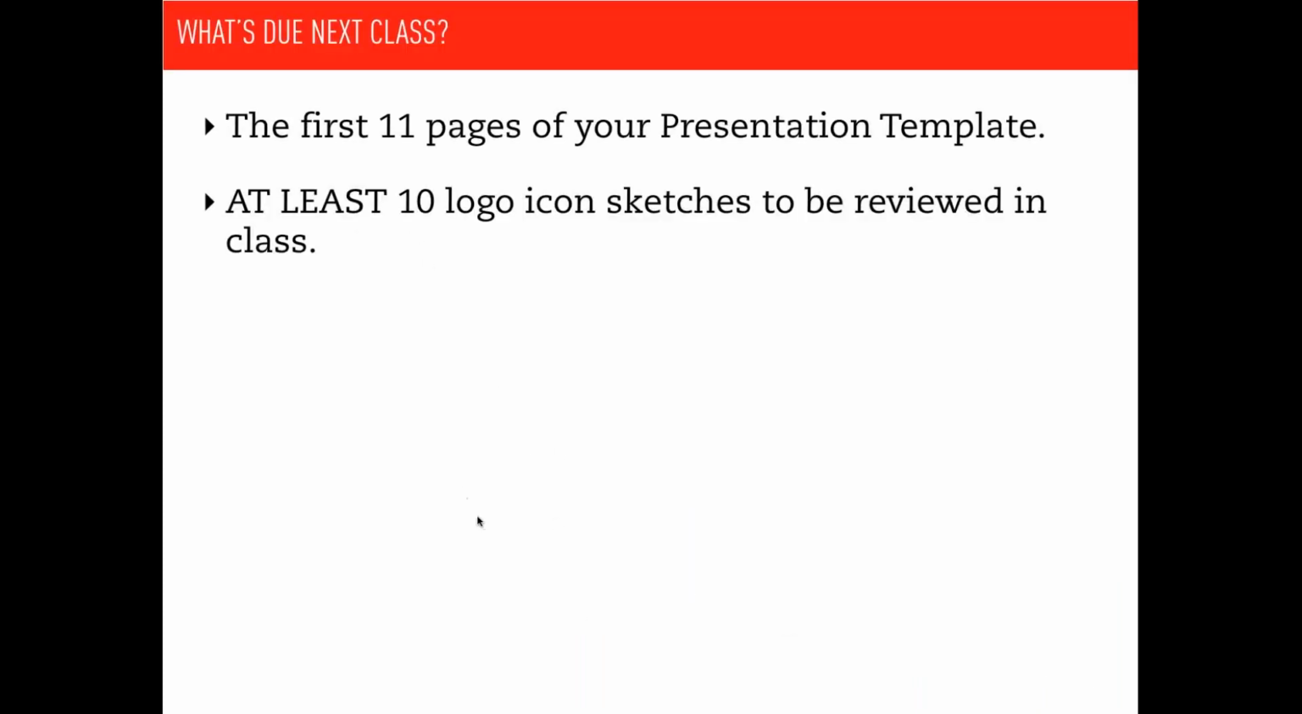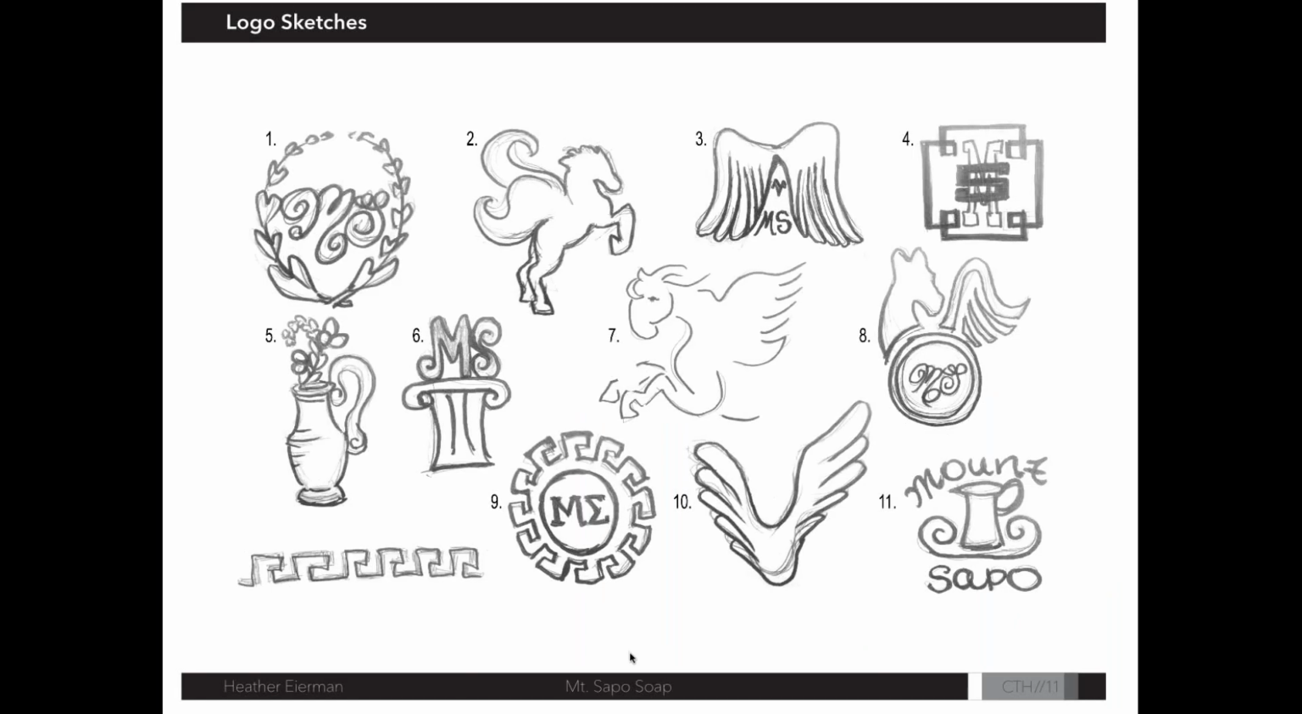So 10 logo icon sketches is what I'm looking for. Now, when I say icon sketches, you don't have to be Leonardo da Vinci. This doesn't have to be full of shading and careful drawing and all that. You just want to get the idea across. So this is an example from a student. This is Heather's, and it's for Mount Sapo soap, which is a kind of Greek soap.